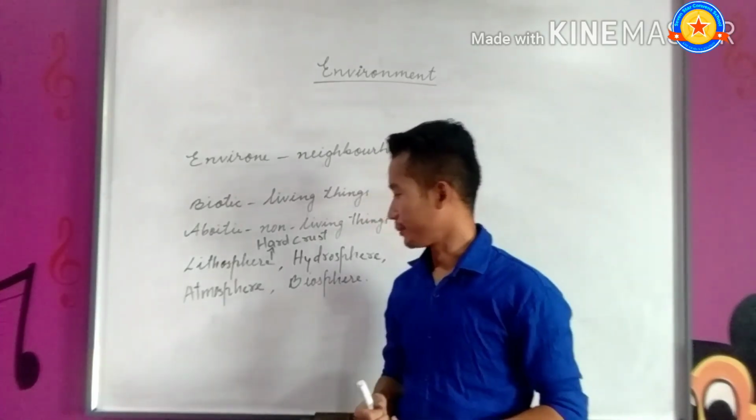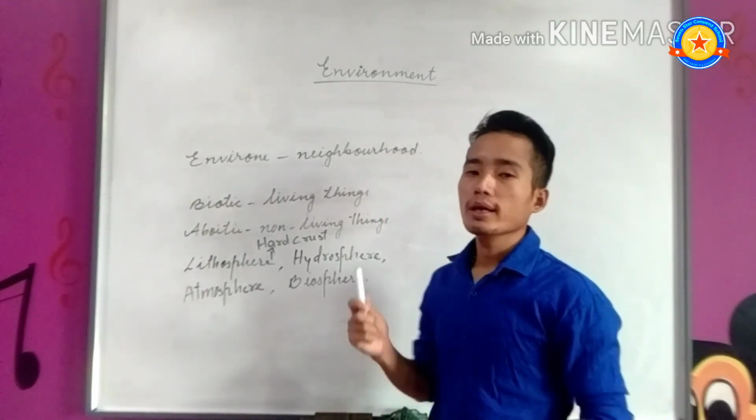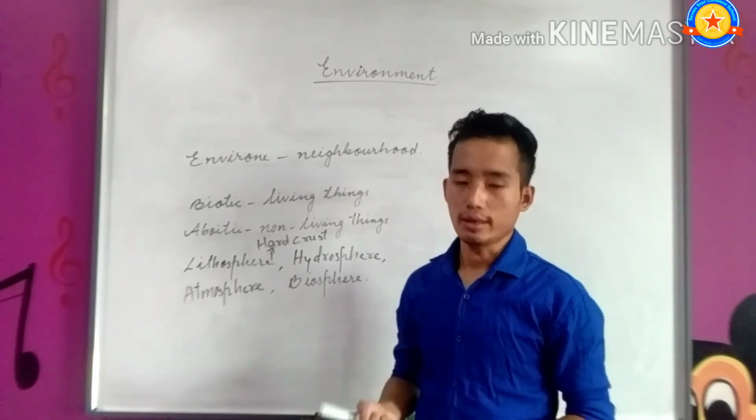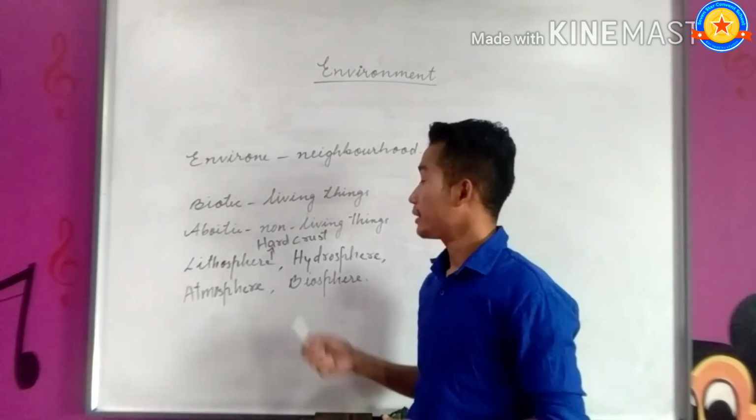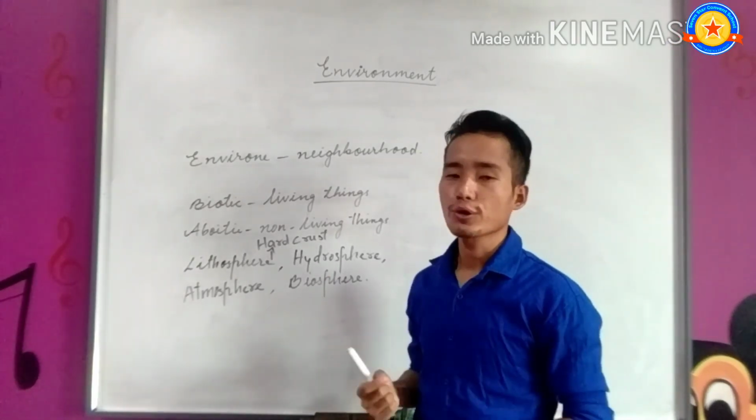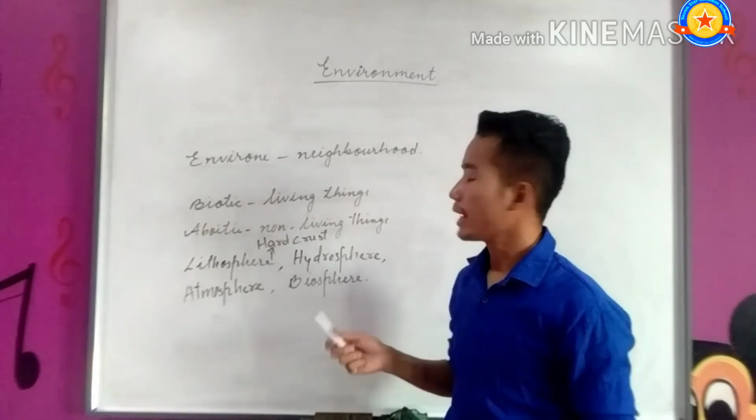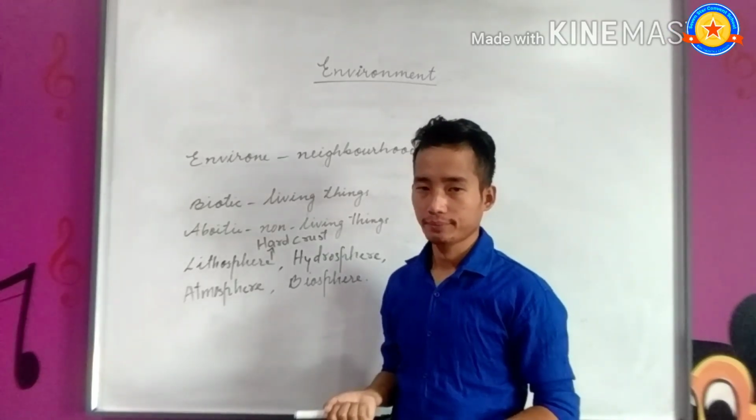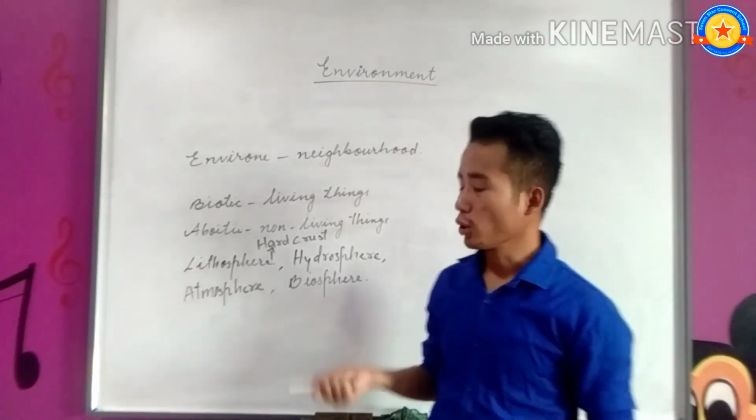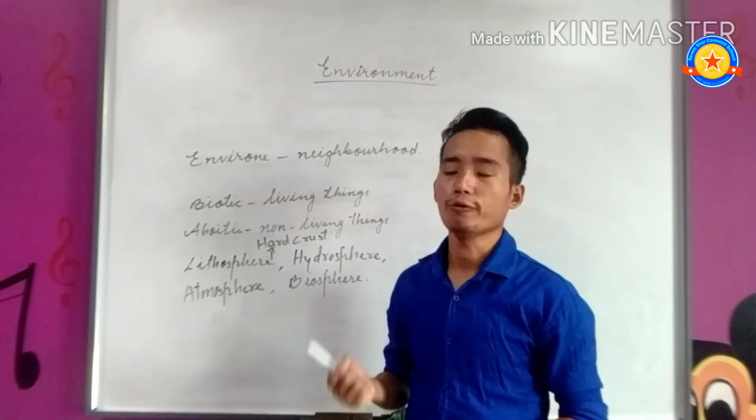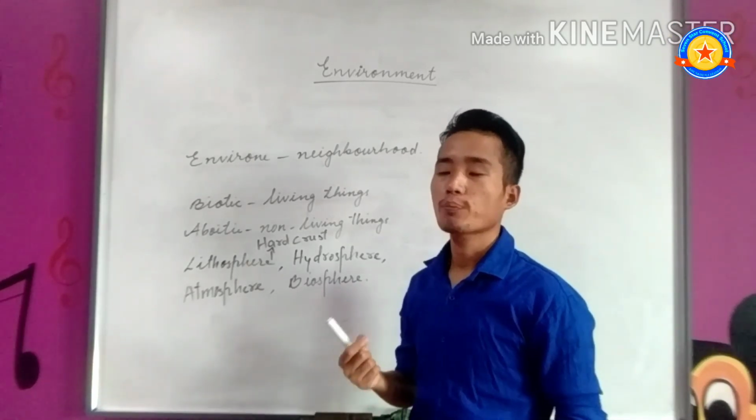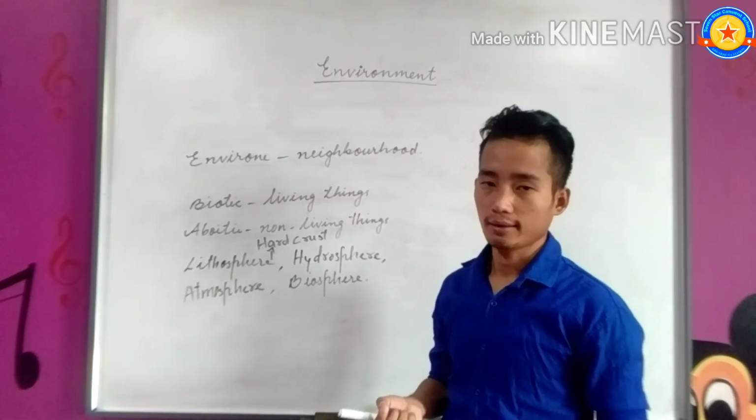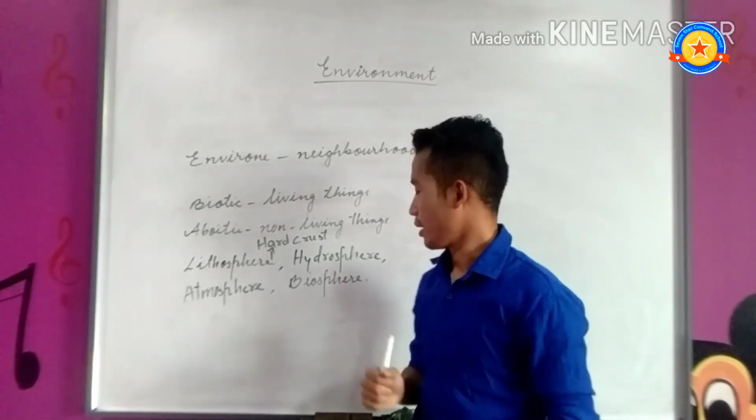Next one is atmosphere. Atmosphere is the layer of air that surrounds the earth. And this atmosphere is a mixture of gases. The changes in the atmosphere affect the weather and climate. And this atmosphere also works as a shield for the earth, as it protects from the ultraviolet rays of the sun.